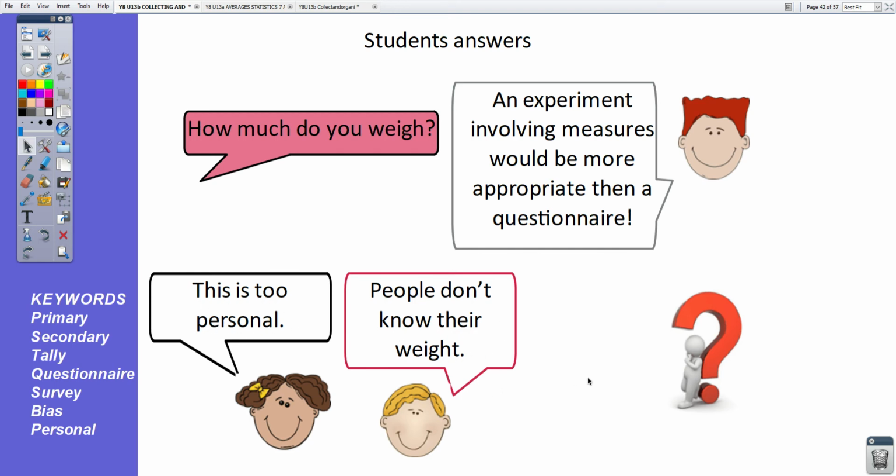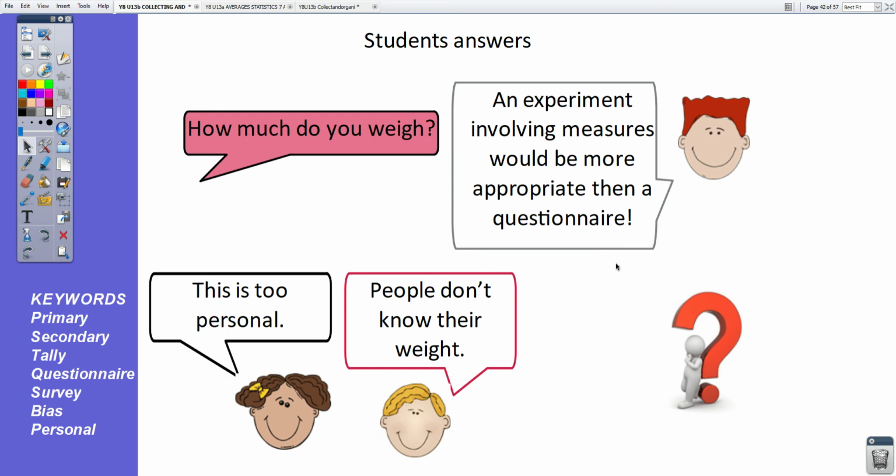Then again, people don't always know their weight anyway. I mean, how many people can turn around and say, oh yes, I weigh 9 stone 3 or I weigh 108 kilograms? How many people can say that with that degree of accuracy? An experiment involving measures would be more appropriate than a questionnaire. Oh yeah, I can see that.